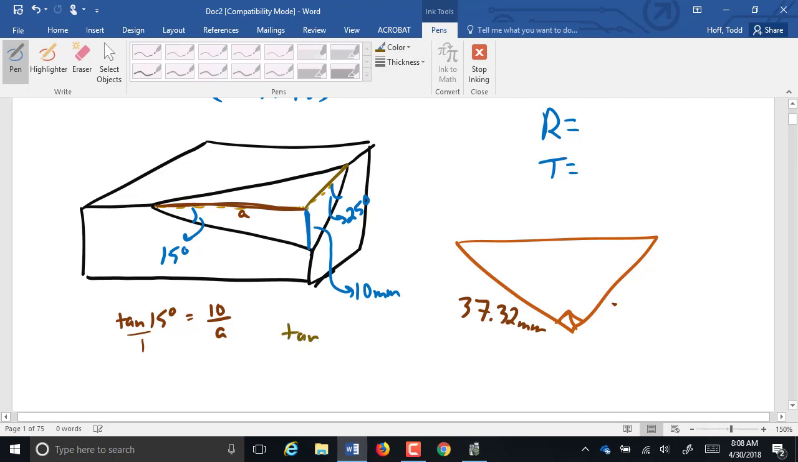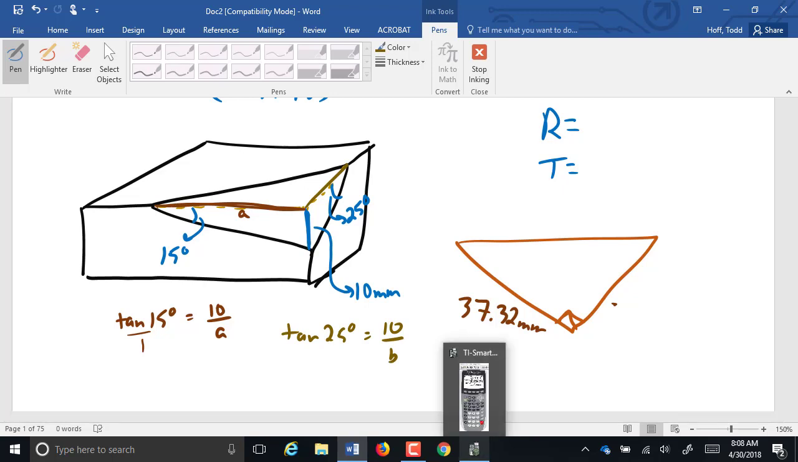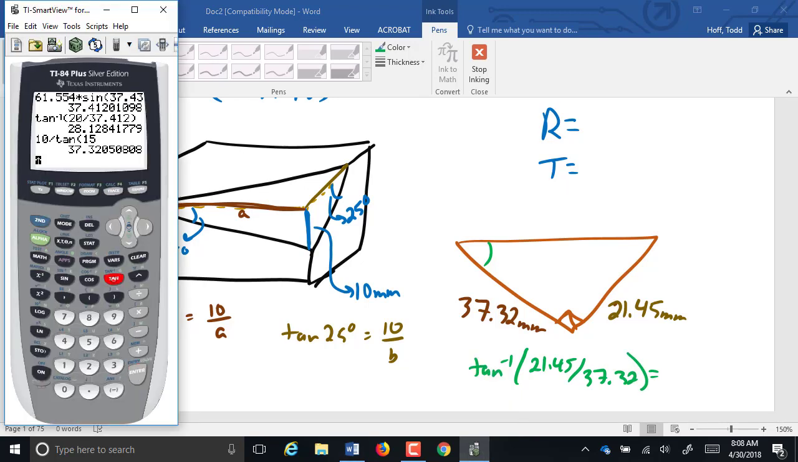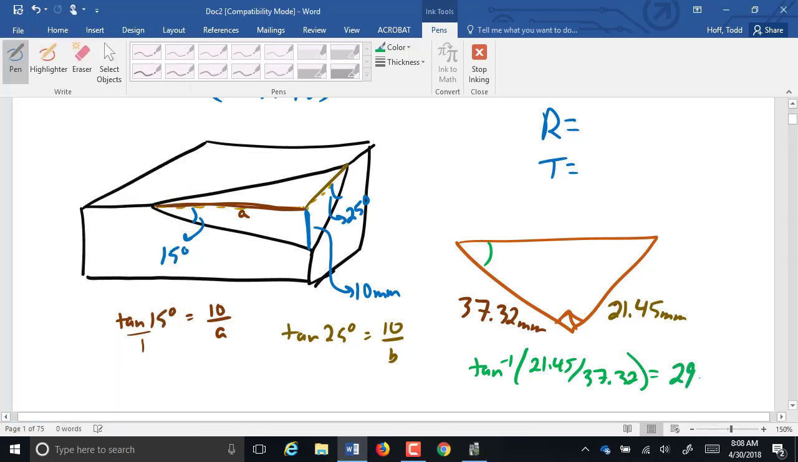That's tangent 25 equals 10 over little b. What'd you say it was? 21.45 millimeters. Sounds great. So then we're going to find this angle here, which is going to be the inverse tangent of 21.45 over 37.32, otherwise known as 29.89 works for me.